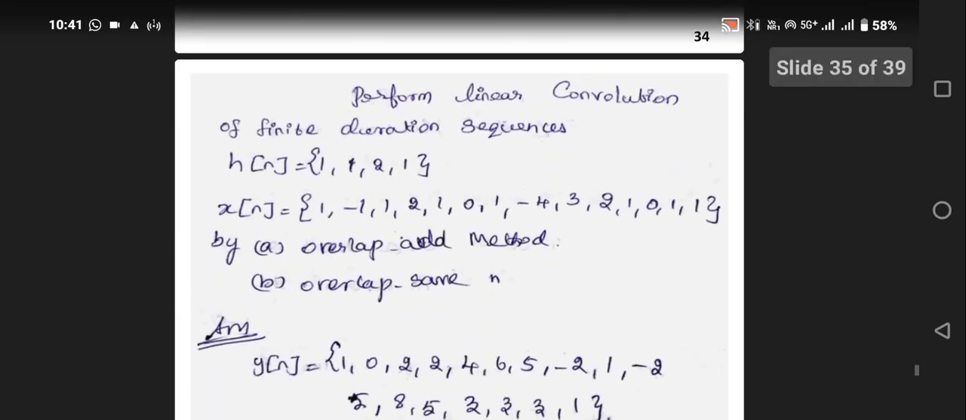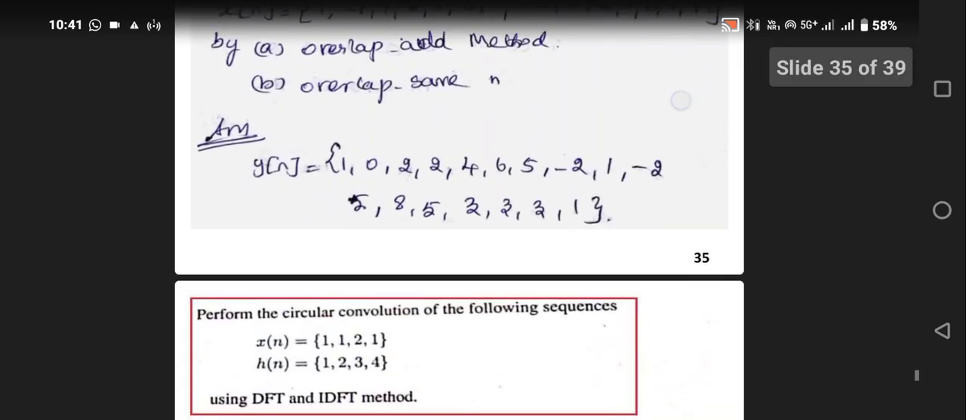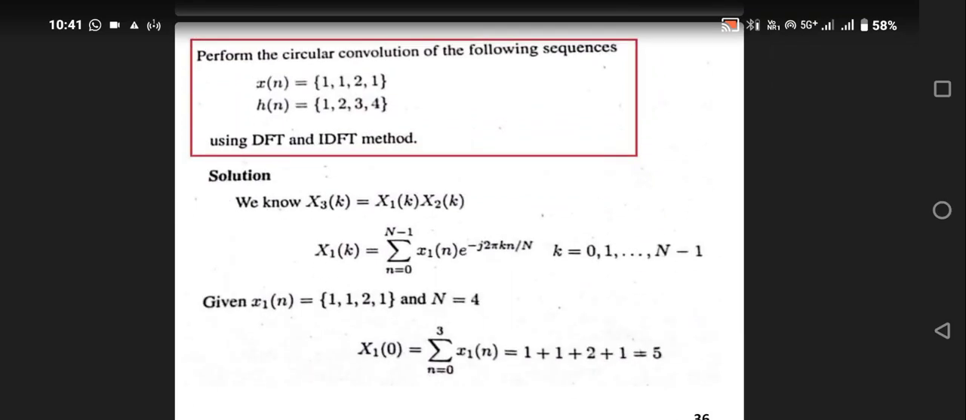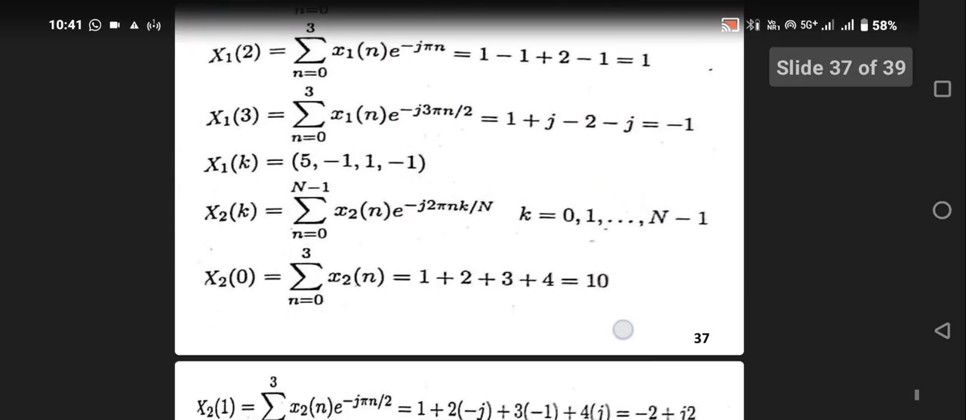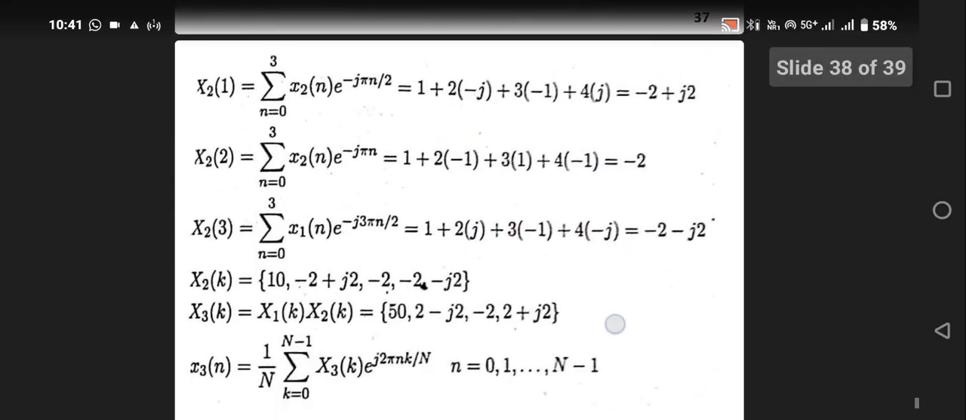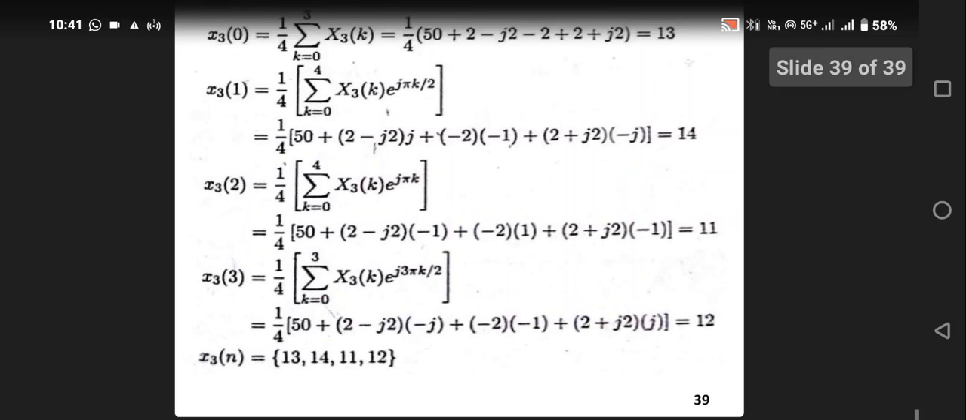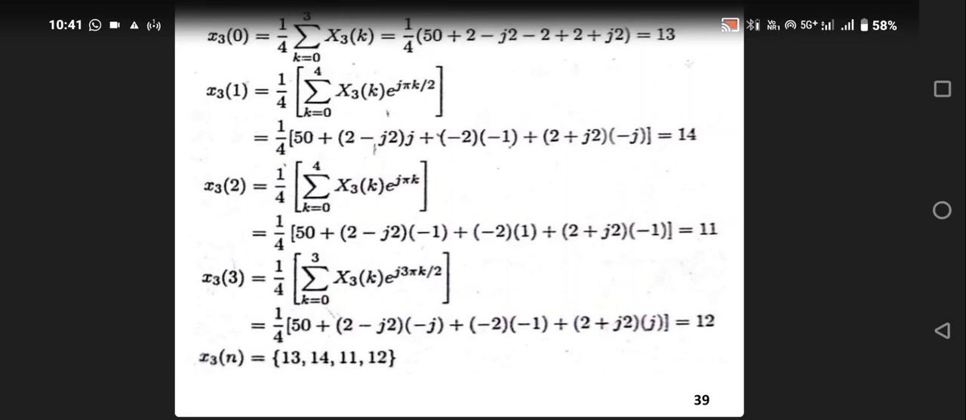Perform linear convolution of finite duration sequences. This is the third problem. The steps for the linear convolution. The problem is represented here. By simply substituting the formulas, we can get the answer.